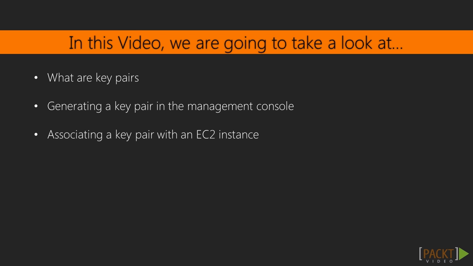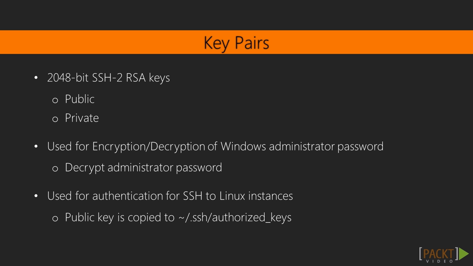You must have a key pair before you launch an instance. We're going to generate a key pair and associate it with an instance. AWS uses RSA asymmetric public key cryptography to secure the login information for your instance. Each pair consists of a public key used to encrypt data and a private key used to decrypt the data.